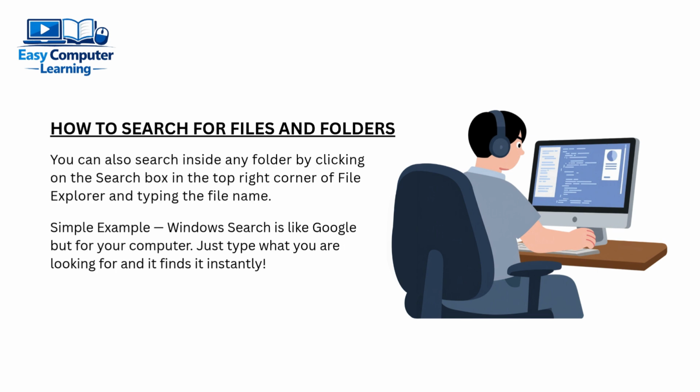You can also search inside any folder by clicking on the search box in the top right corner of File Explorer and typing the file name. Simple example. Windows Search is like Google, but for your computer. Just type what you are looking for and it finds it instantly.